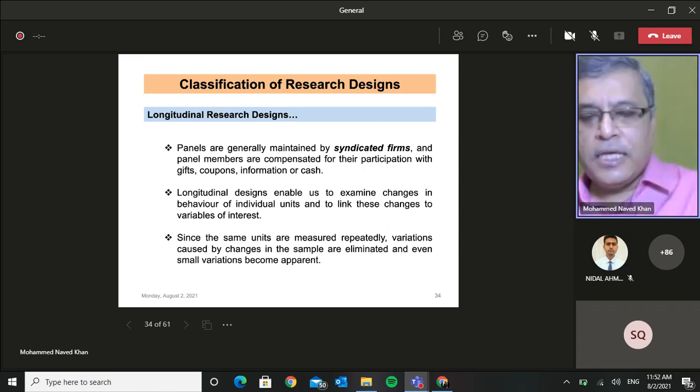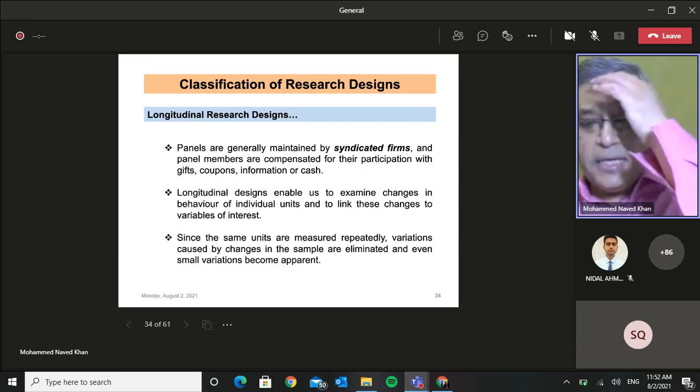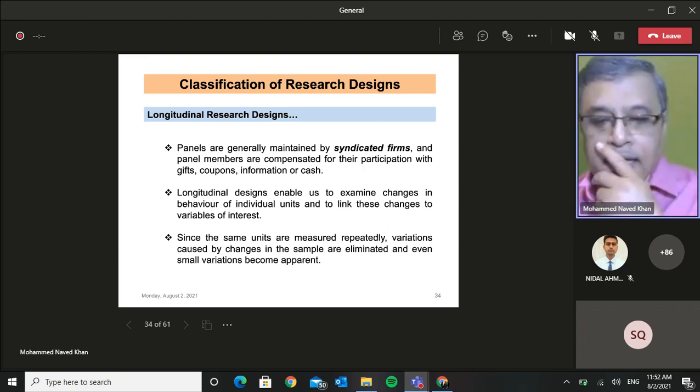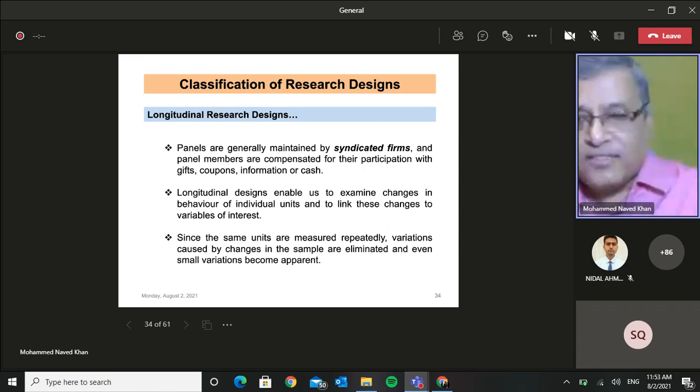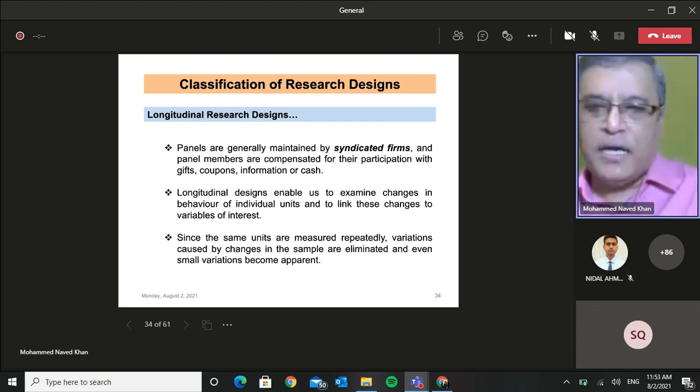Now, when the same units are being measured repeatedly, because we are approaching the same group, the fixed sample, repeatedly, variations caused by changes in the sample may be eliminated, and even small variations may become apparent to us. Because each individual we can track. For example, in our panel, we have an engineer, we have a doctor, we have a farmer, we have a housewife, we have a student.